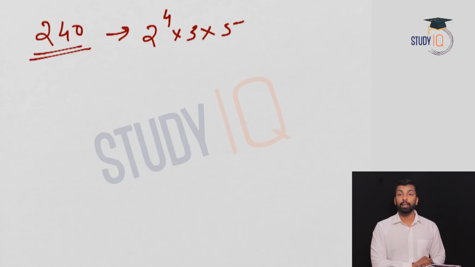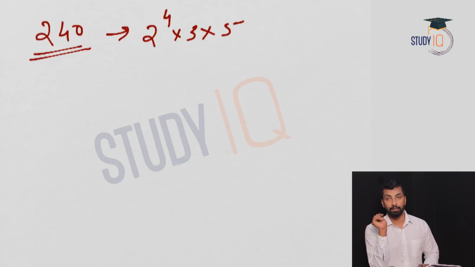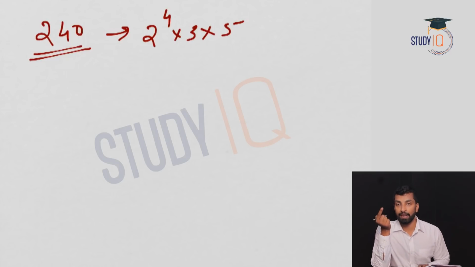See, it's actually 16 into 15. So 16 is 2 raised to 4, 15 is 3 into 5. Now, you need to find all the 5 answers: number of factors, sum of factors, product of factors, number of odd factors, number of even factors. Then the discussion is complete, right?